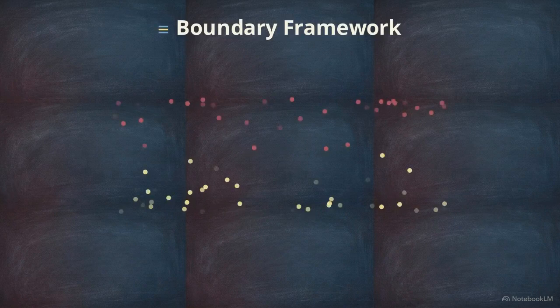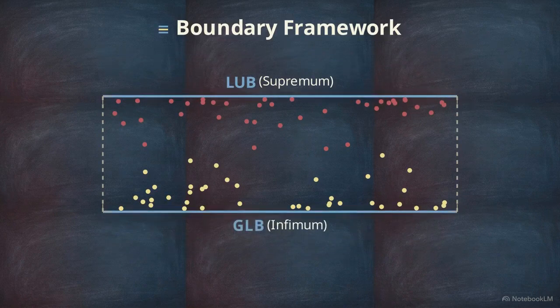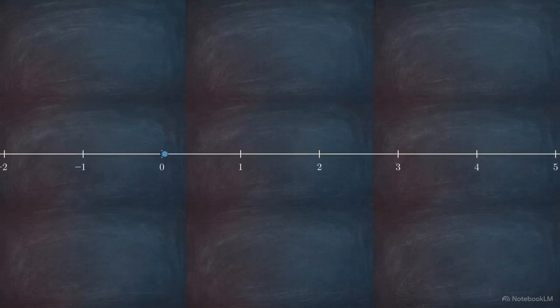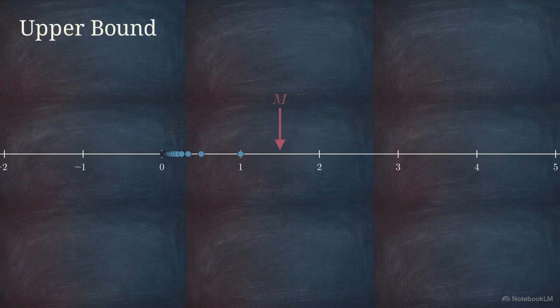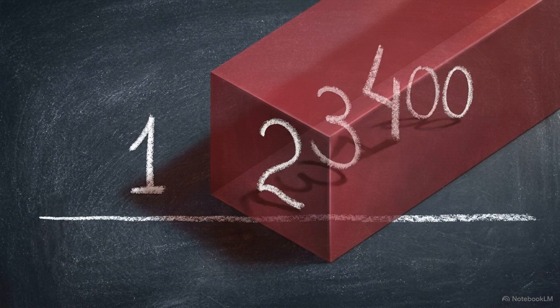Instead, mathematicians use a resilient geometric framework built on bounds, the supremum and the infimum. Let's map this new framework directly onto that problematic 1 over n sequence. Look at this number line to define an upper bound. It's any real number where every set element is less than or equal to it. 1 is an upper bound, but any number greater than 1 also perfectly satisfies this rule. Upper bounds are not singular numbers. They exist as infinite sets of numbers outside the sequence.